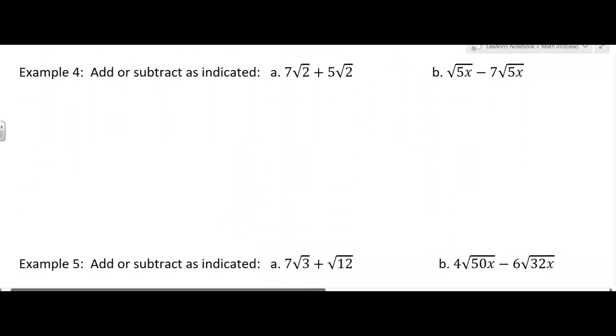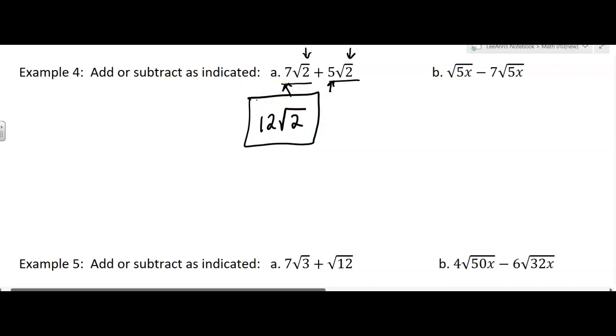Okay, so here we have 7 square root 2 plus 5 square root 2. So are the radicals the same? Is the radical part the same in both parts there? Yes. So that means you can add the 7 and the 5, and you're going to have 12, and you're still going to have the square root of 2. That's what you're counting. It's like you had 7 square root 2's in a row, and then you had 5 square root 2's in another row. So altogether you have 12 square root 2's, like 12 pencils or 12 apples or something like that.